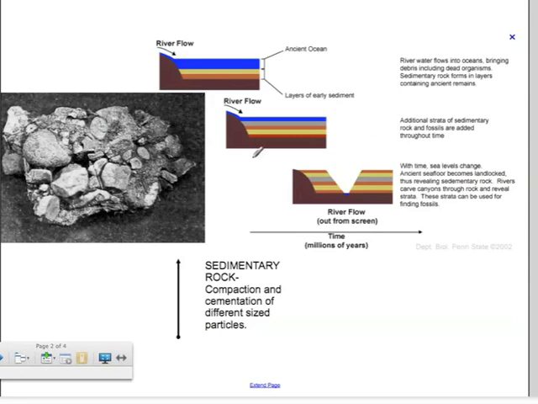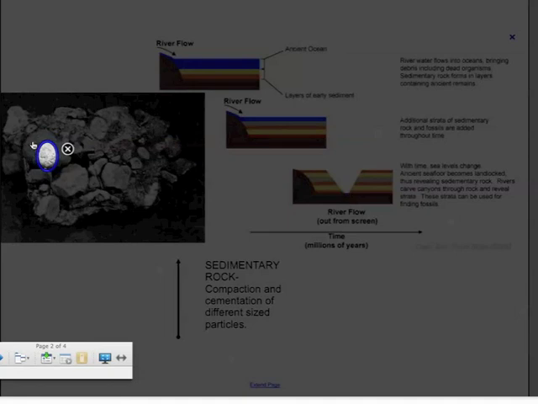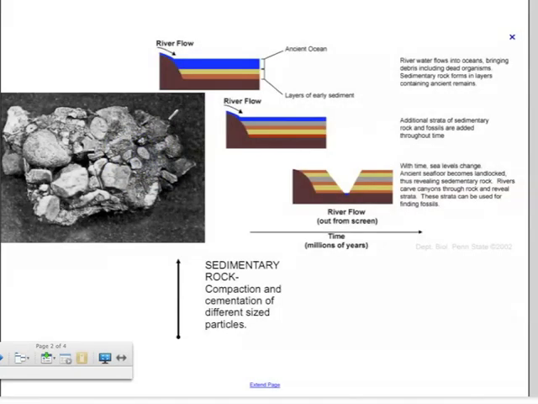Sedimentary rocks are formed by compaction and cementation of different sized particles. As you can see in the sample of conglomerate, this sample of a particle is a lot bigger than all of these little samples. That is how you can tell it's a conglomerate rock.